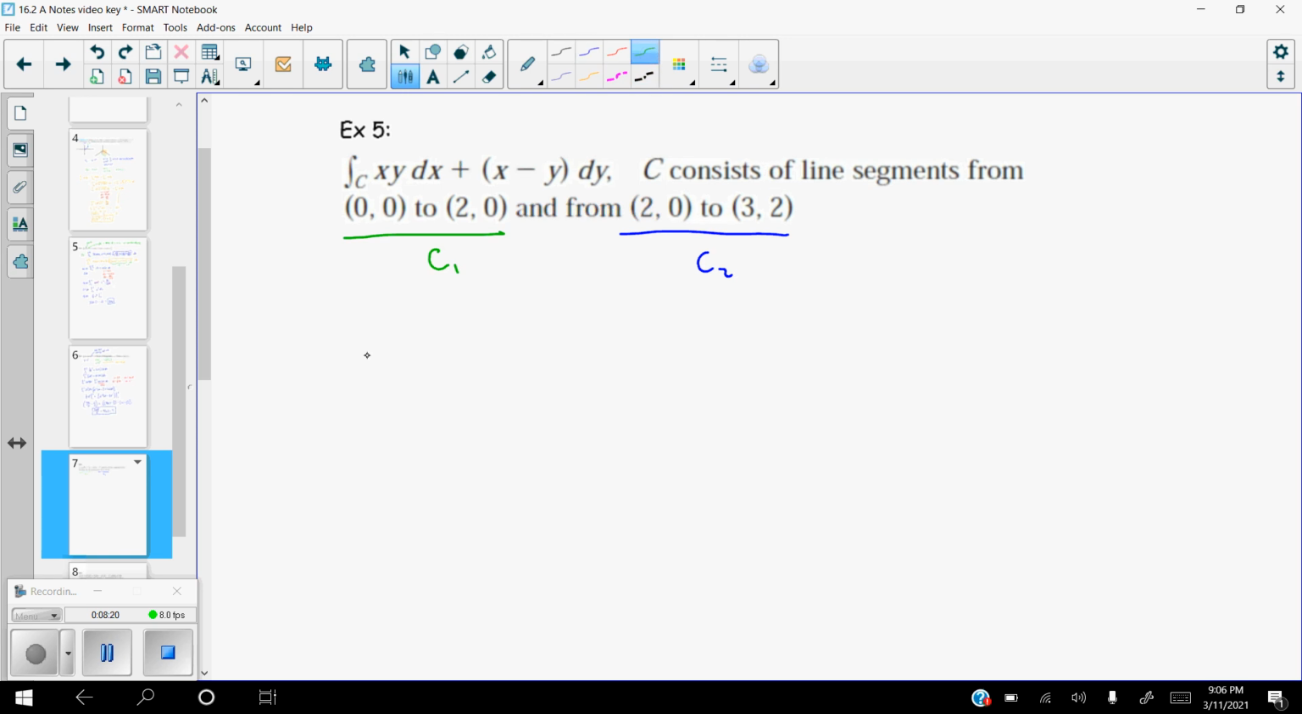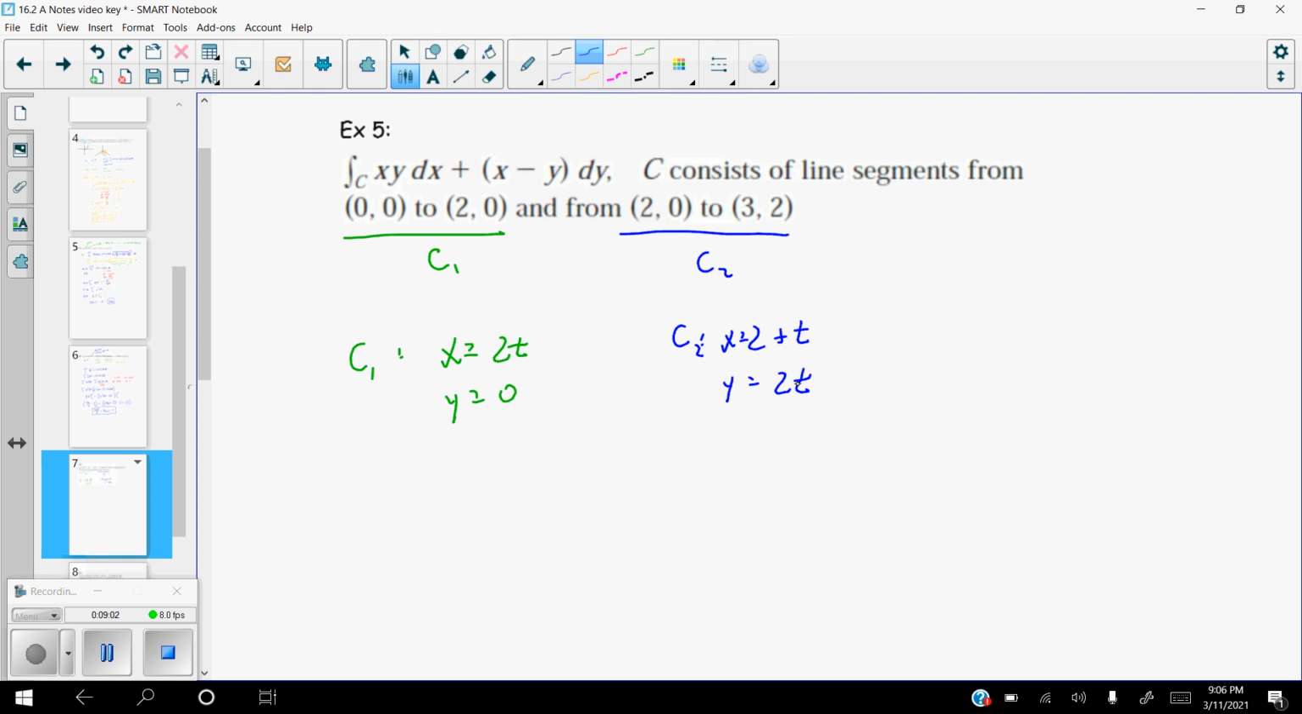So for C1, because it's linear, let's see, how does x change? X goes from 0 to 2. So it starts at 0 and increases by 2. So x is 2t. The y one is always 0. Doesn't change. Let's look at line segment number 2. So let's see, x starts at 2 and increases by 1. So it'll be 2 plus t. Oops, that's supposed to be x equals that. And then y goes from 0 to 2. So it starts at 0 but increases by 2. So y is 2t.